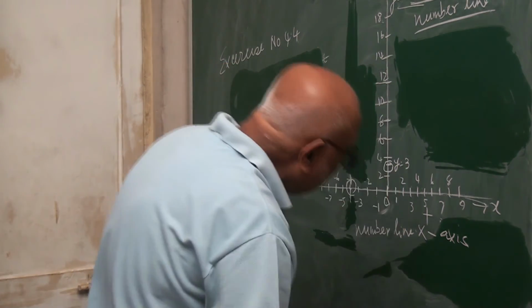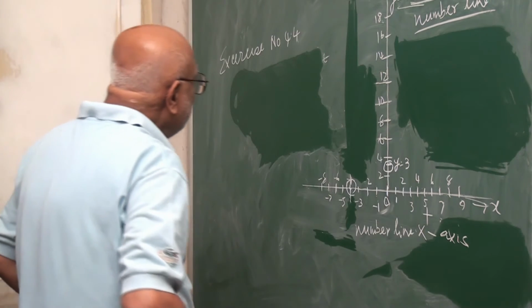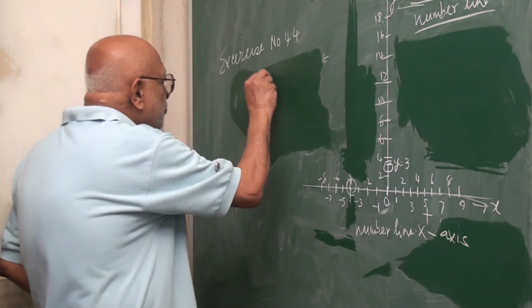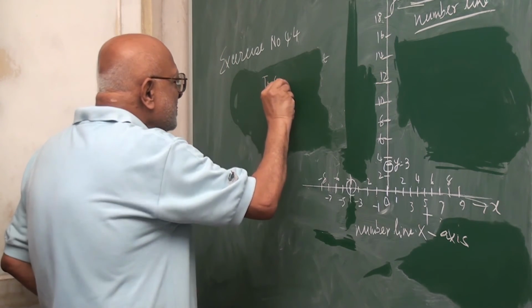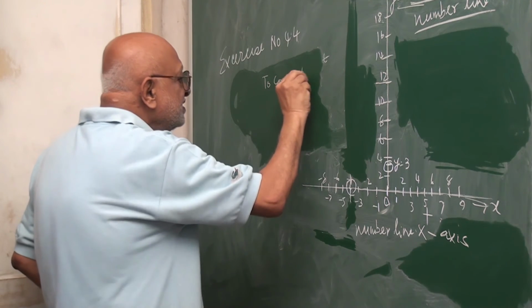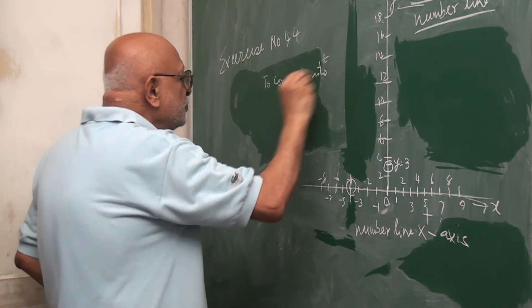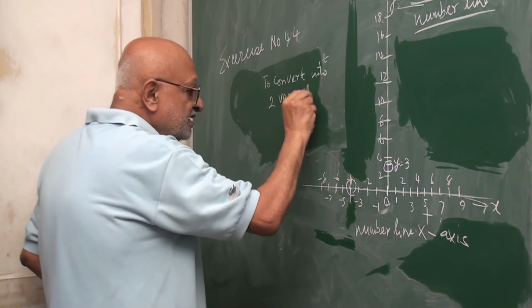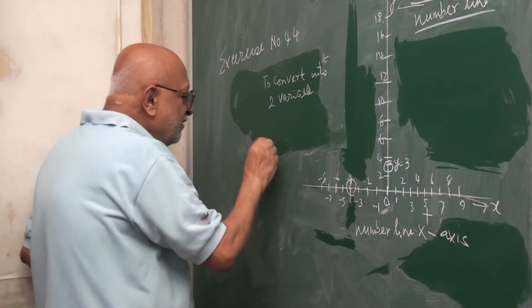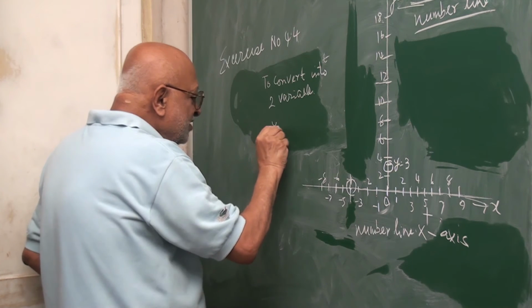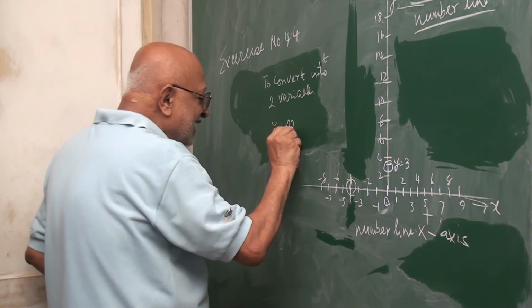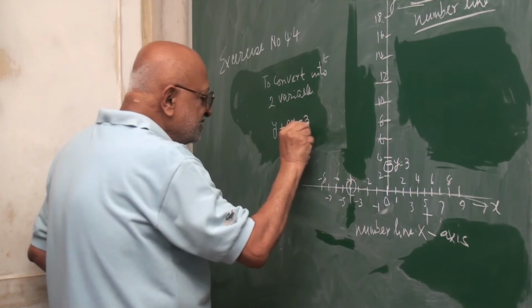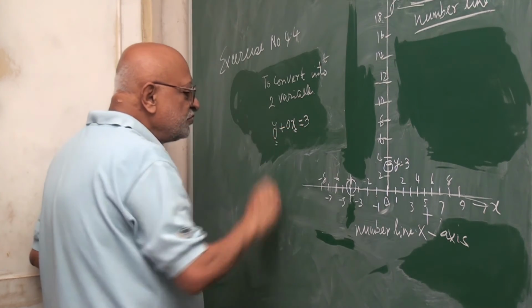So then what you have to do? To convert it into two variables, I have to say y plus 0x is equal to 3. So I have introduced two variables.